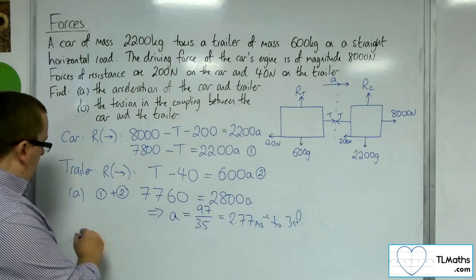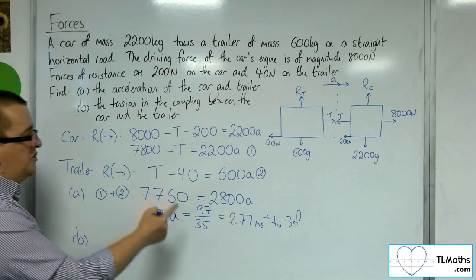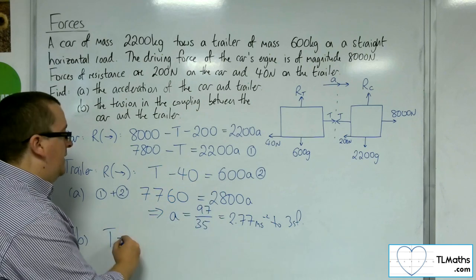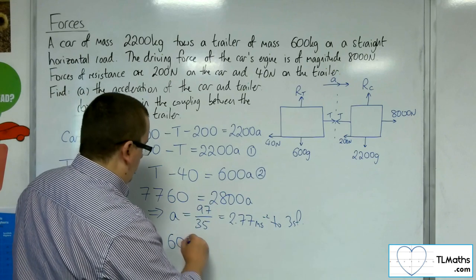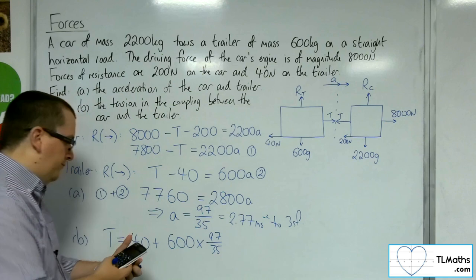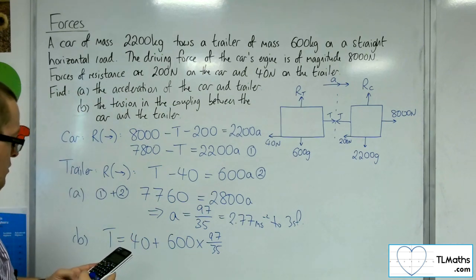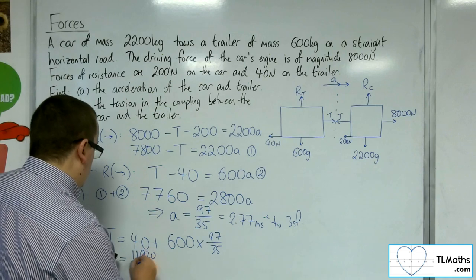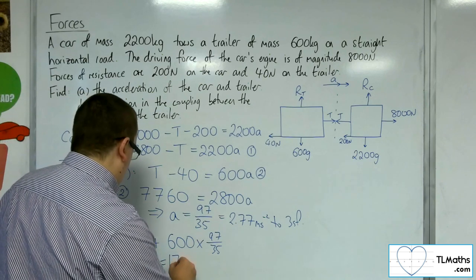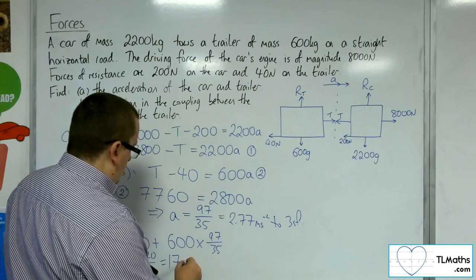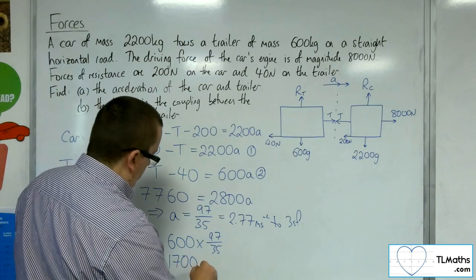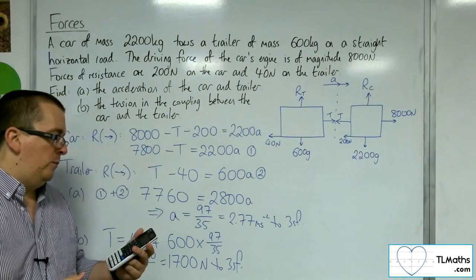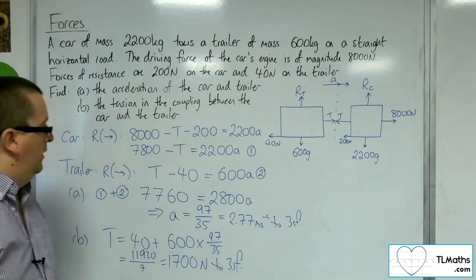Now we need the tension in the coupling. Now because we've got the value of A, I can just substitute that into one of the two equations to find T. And it'd be easier just substituting into number 2. So T is equal to 40 plus 600 lots of 97 over 35. So multiply it by 600, add the 40, and I get 11920 over 7, which is 1,703, well, let's do 1,700 newtons to 3 significant figures. Let's keep it to the same degree of accuracy. Okay, so I get 1,702.857143. Okay, so 1,700 newtons to 3 significant figures.